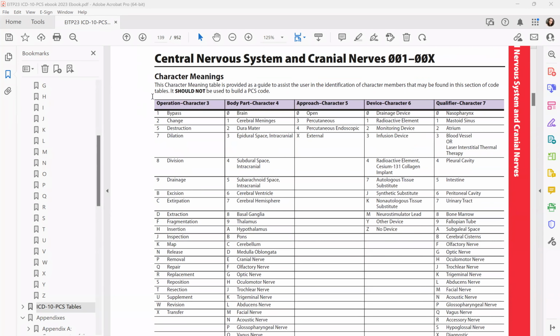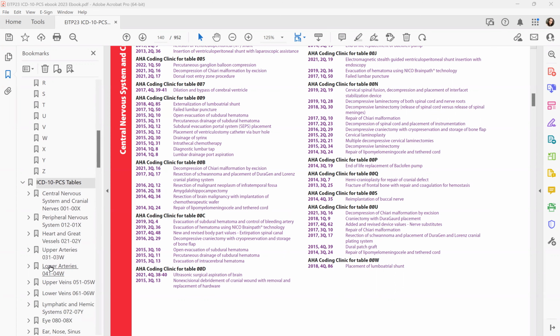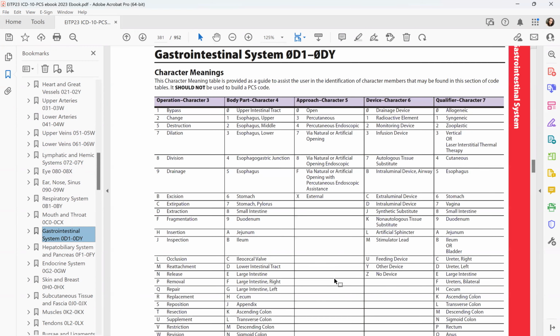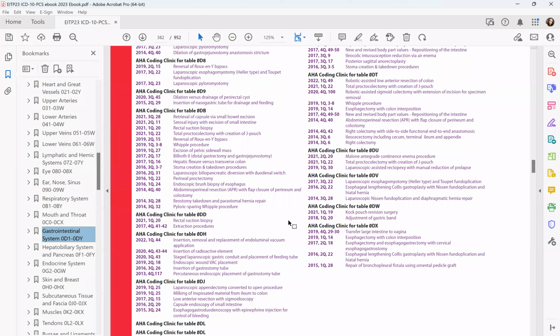And note the tables have all the different things. So here are the root operations. And note here with the tables, each section corresponds. You see the same thing in the table of contents in your book as you do in my ebook. So we're going to go to 0D for GI, and here it is, right? So now we want 0, D, T.